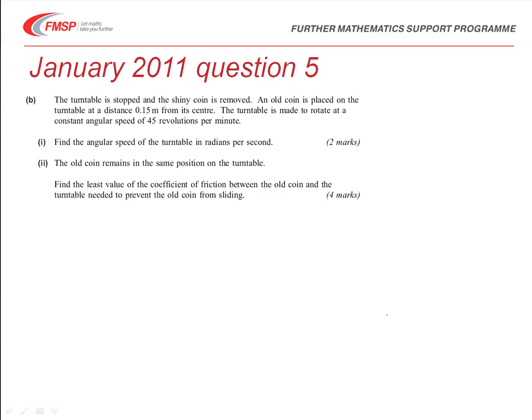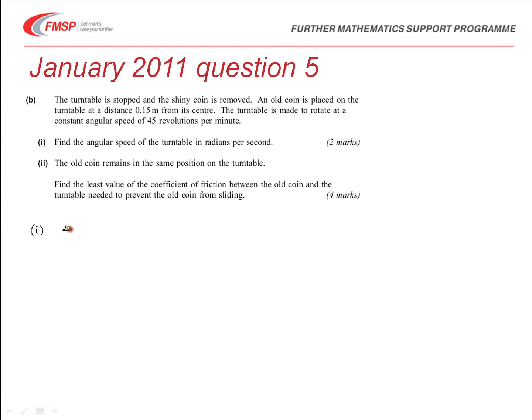Now, part B, the coin's replaced and an old coin is placed a distance of 0.5 metres from the centre. Turntable is made to rotate, but this time at an angular speed of 45 revolutions per minute. So part 1 asks you to convert that 45 revolutions per minute to an angular speed in radians per second.